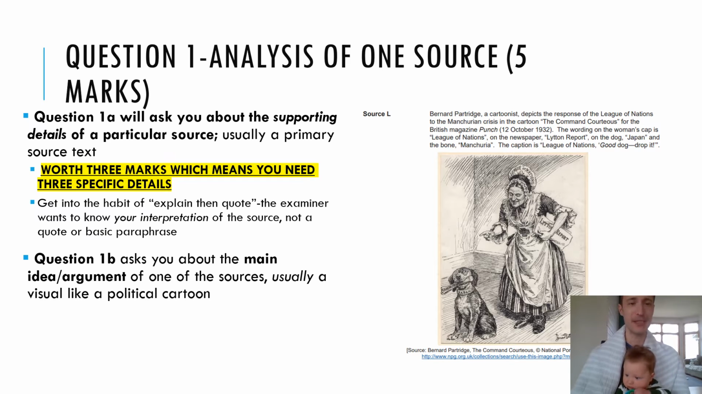Question 1B asks you about the main idea or the argument of one of the sources. It's usually a visual, like a political cartoon like this one about the feckless response by the League of Nations to Japanese expansion to Manchuria.